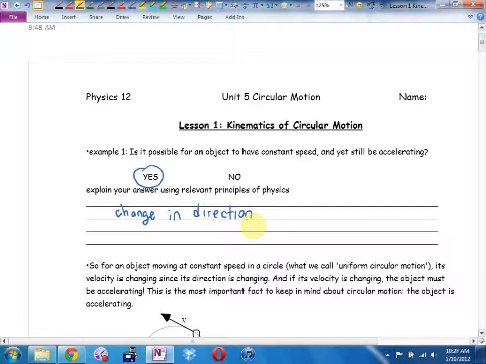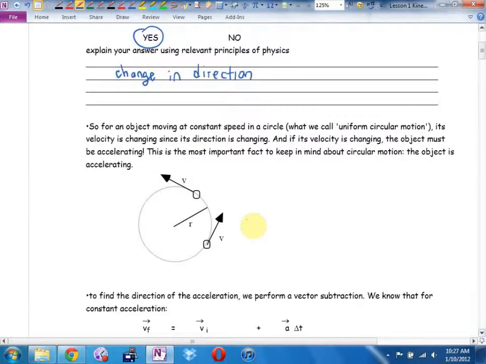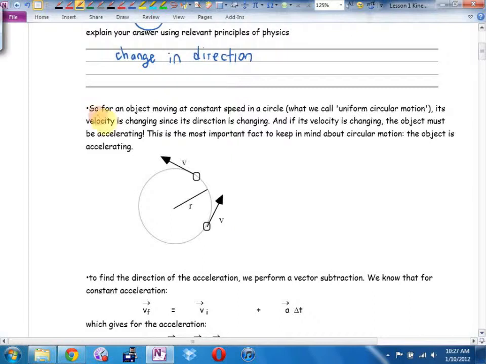In fact, it says right here, for an object moving at a constant speed in a circle, what we call, fancy word, uniform circular motion, its velocity is changing because its direction is changing. And if the velocity is changing, the object must be accelerating, because acceleration was defined as a change in velocity. And we never said what was changing, we just said that something had to be changing. This is the most important fact to keep in mind about circular motion. If you are moving in a circle, you're accelerating. Oh, and if you have a mass, it means there's a force.